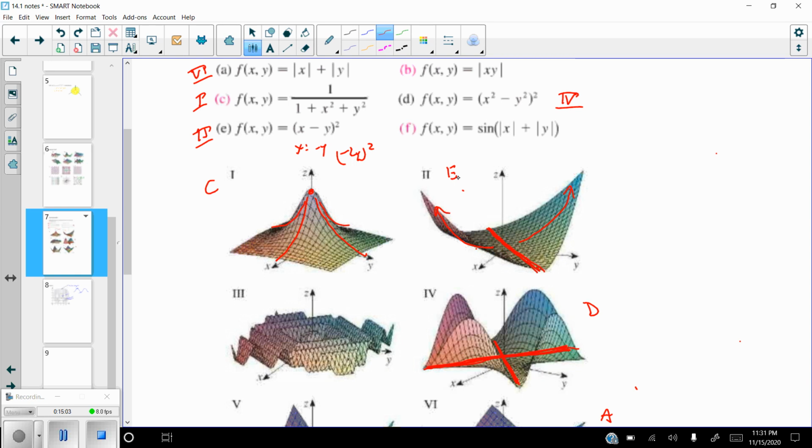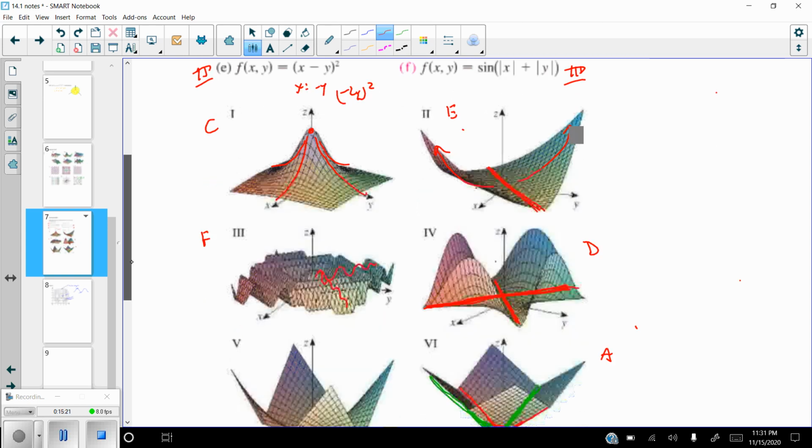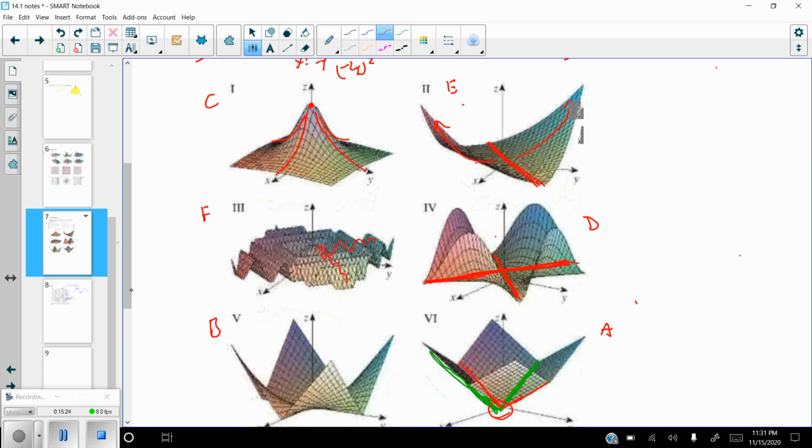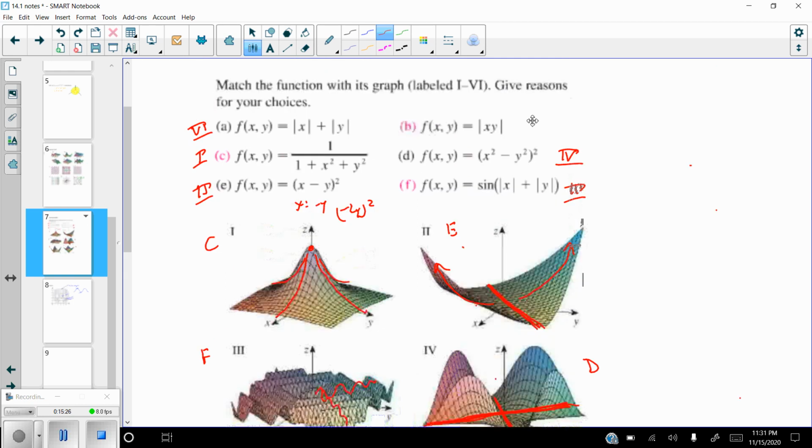And then F, okay, yeah, that one makes sense. F is a sine function, so it should look like a wave. I'm pretty sure this one here follows the sine pattern in both directions. That definitely looks like a sine function to me, which means that my original thought that the one down here was B is correct, because it has to be by process of elimination.